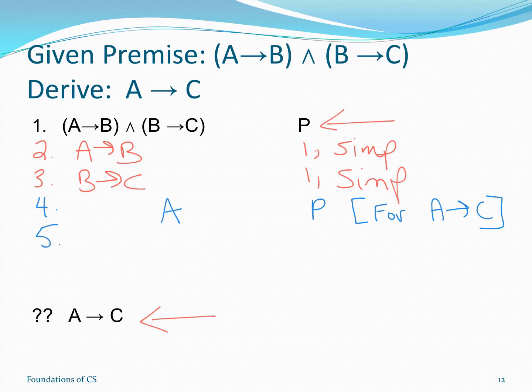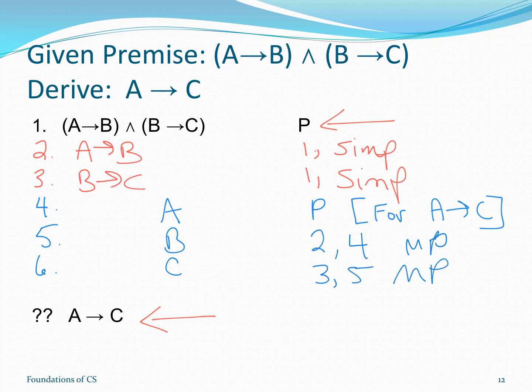Because if you look at line 2, got this A implies B, I've got A. That's wonderful. So I could say B based on lines 2 and 4 and my favorite modus ponens. But now that I've got B, I can do another modus ponens, right? I can get to C based on lines, what do we have? B implies C, 3 and 5, and modus ponens, and magic.